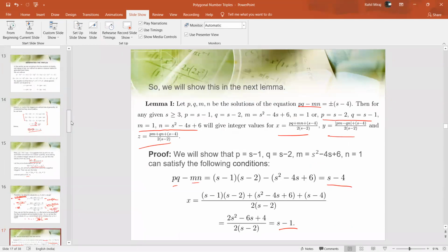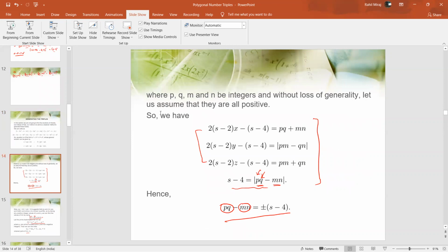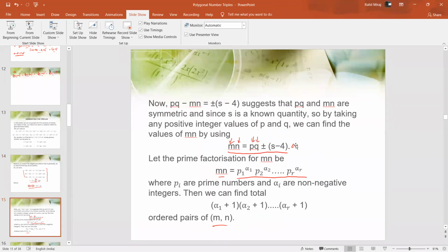Please repeat your question. While you were solving the problem, how did you arrive at these numbers, the triples like that? What should I take the values of P, Q, M, N to be? We have to choose some arbitrary values of P, Q, and using this equation, we can find the values of M, N as I have mentioned, and then we check whether these P, Q and M, N will give integer values of X, Y, Z or not. Okay.